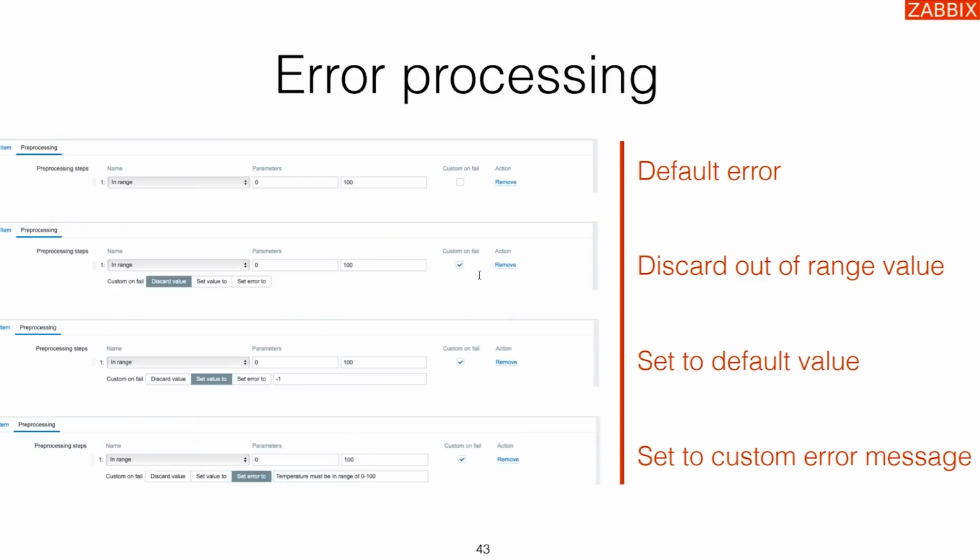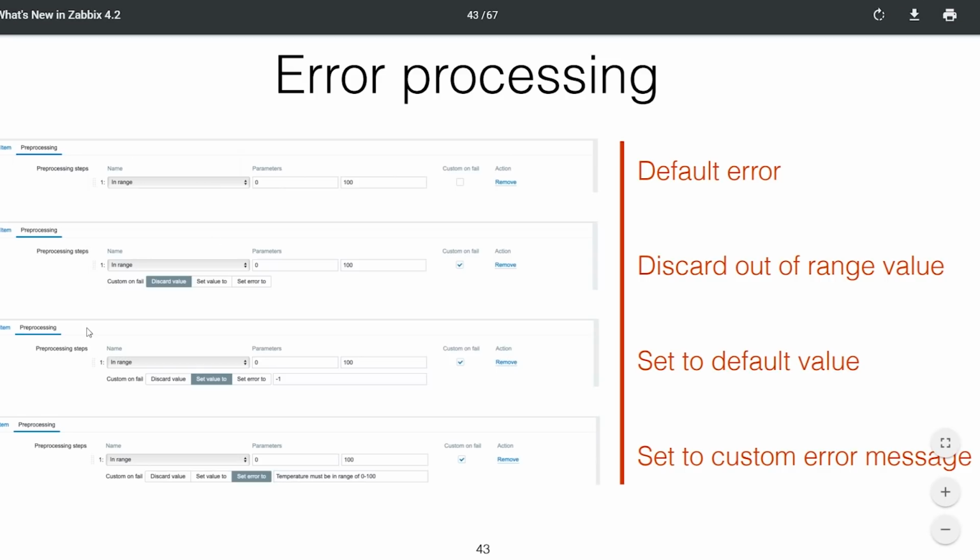What we can do now, this slide might be a little bit complicated to see, is specify the range. Let's say we accept all of the values from 0 till 100, and then we have a choice. We can leave it as it is, and all of the values from 0 to 100 will be accepted. Everything outside of that range, let's say -5 or 105, will be dropped and the item will become not supported. Additionally, we can check this checkmark, custom on fail, and then there are options that we can choose.